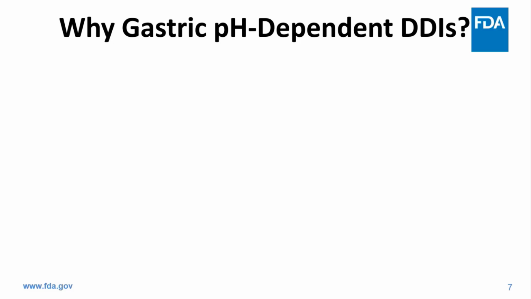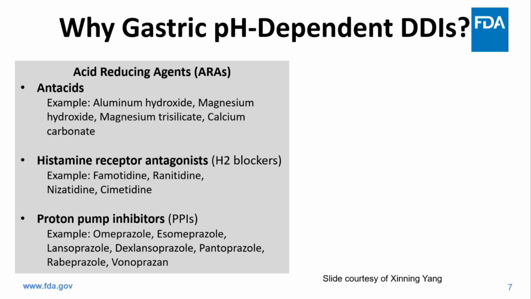Why is it important to assess gastric pH-dependent DDIs? As you may know, elevation of gastric pH by acid-reducing agents, in short ARAs, can affect solubility and the dissolution characteristics of some orally administered drugs. As a result, concomitant administration of a drug with an ARA could change the bioavailability of the drug, potentially resulting in a loss of drug efficacy or increased adverse events.